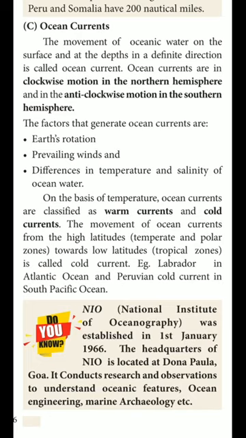Okay, once again, you can recall this. On the basis of temperature, ocean currents are classified into two types. What are the two types according to the temperature? Warm current and cold current. What do you know about this cold current? The movement of ocean current from the high latitude to low latitude is called cold current. The reverse of that is the warm current.